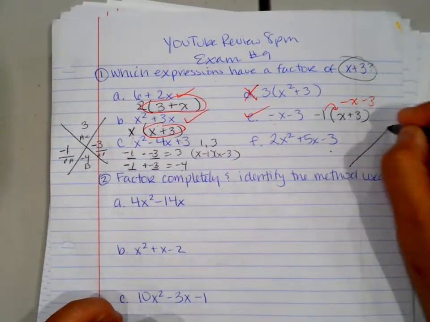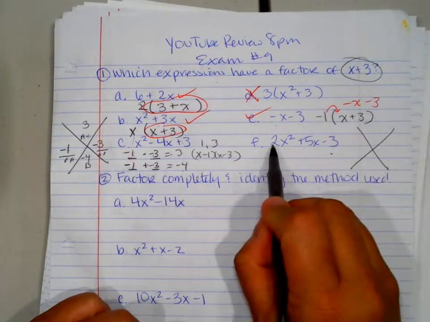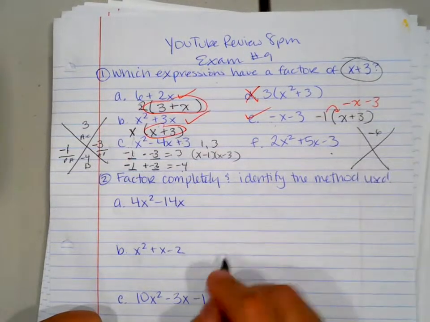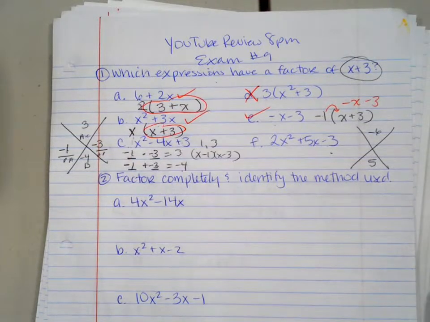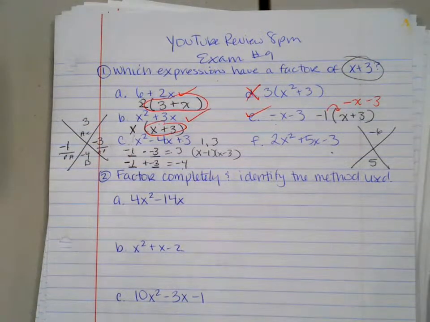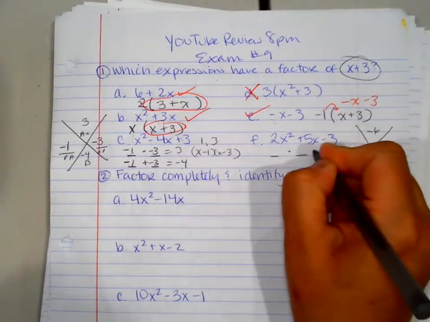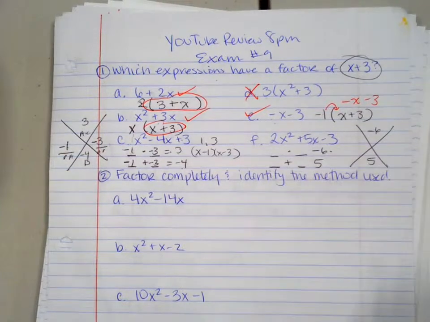We need to use the x method. So we have a times c. 2 times negative 3 is negative 6, positive 5. Okay, I'm looking for factors of 6 that when I multiply them together get me negative 6, and when I add them together get me 5.